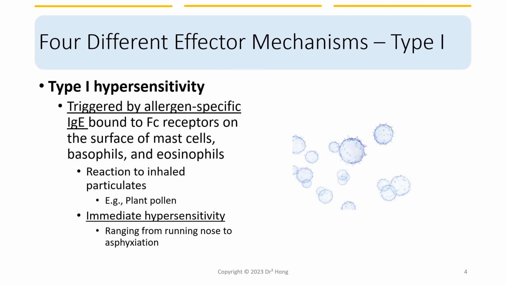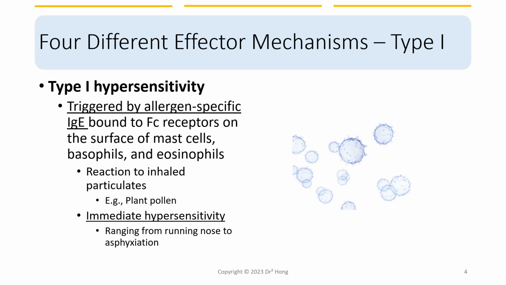Classically, hypersensitivity can be classified into 4 different types, and each one has slightly different effector mechanisms. Let's first look at type 1. Type 1 hypersensitivity is an immediate action, occurring immediately upon exposure to an allergen. It is the most common type, and it is also known as allergy.